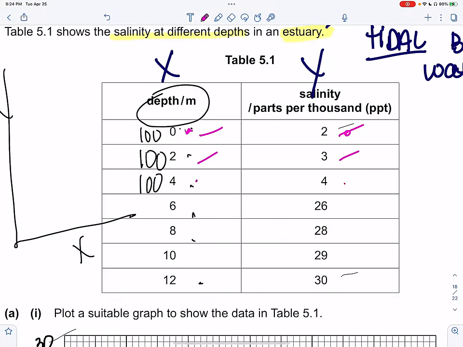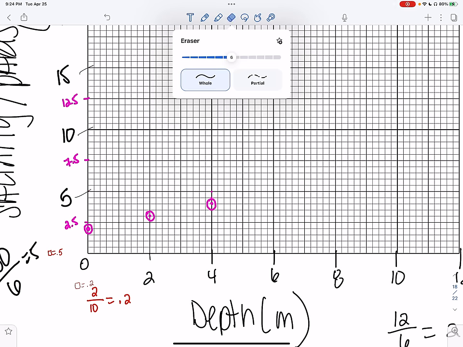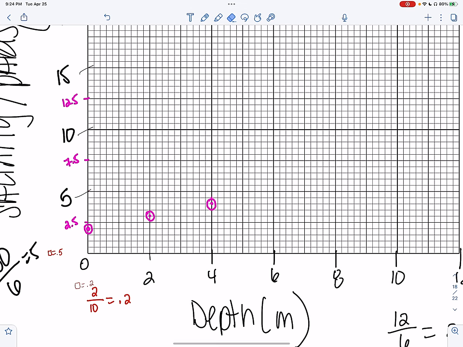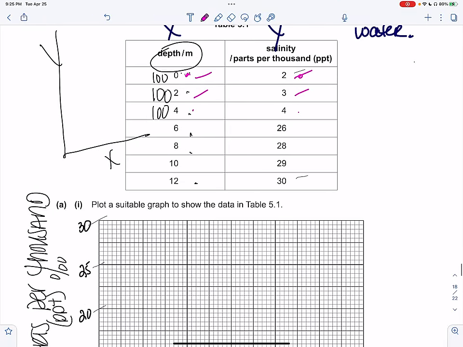Depth of four, salinity of four. So here's four, and then five, four and a half, four. Ooh, I'm in fourth place. And I'm definitely going to get rid of any of these points I don't need. Those little helpful dots, that's actually not that bad. My fours are done. 6 and 26.